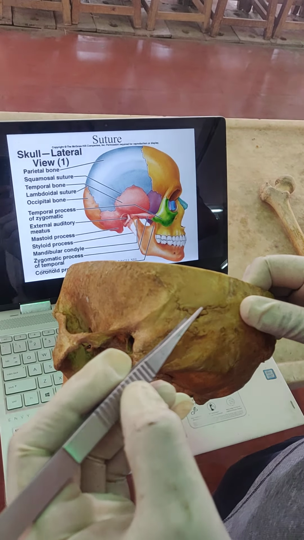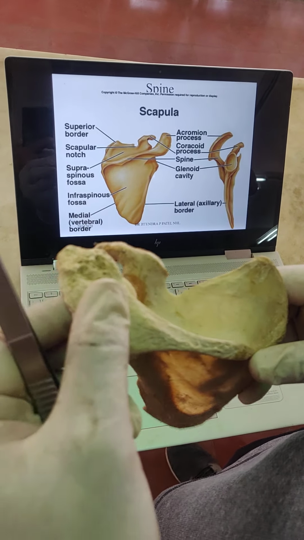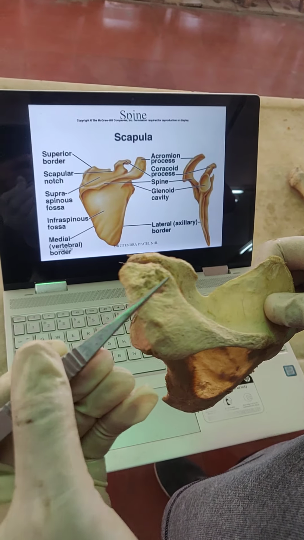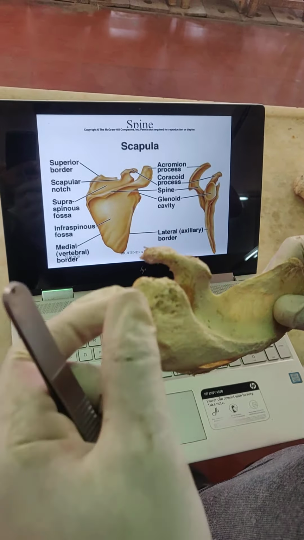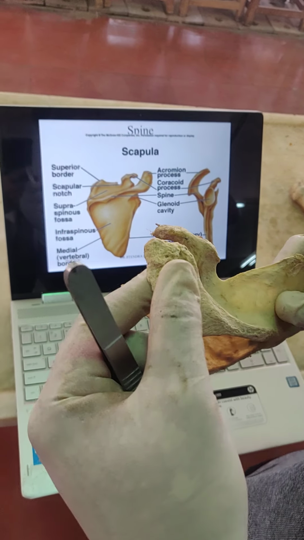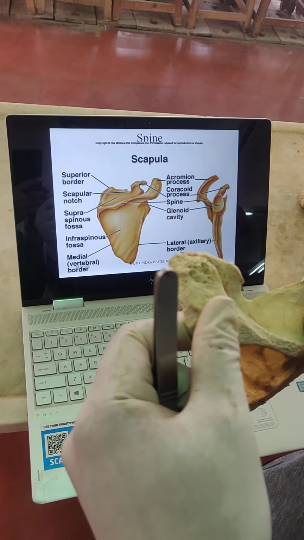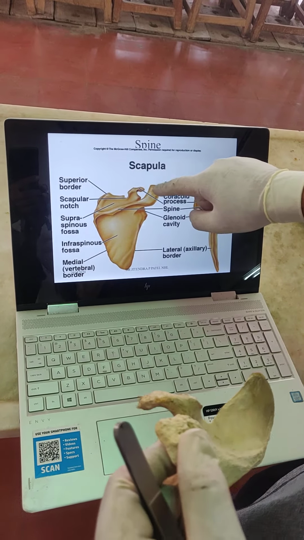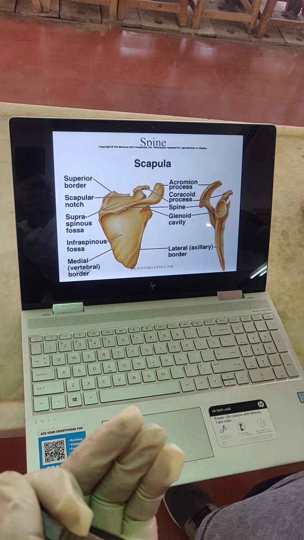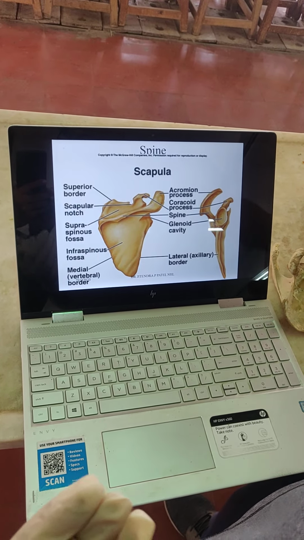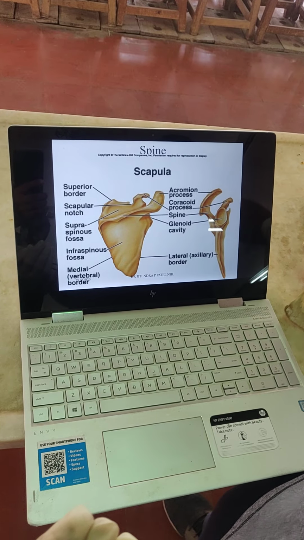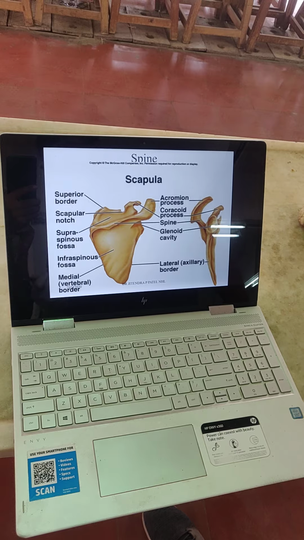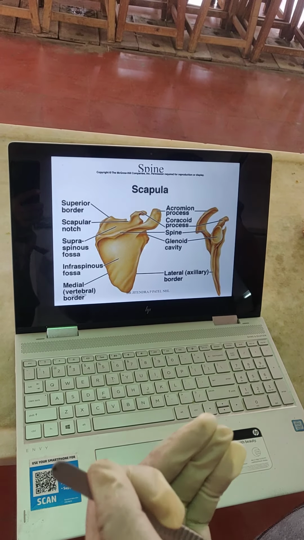Here you can see the elevated area of the scapula, the shoulder bone. It is called the spine of the scapula. So for an elevated area, as we already mentioned, it is either called the spine, or if it is blunt then it is the trochanter, tubercle or head. These kinds of words are used for an elevated area.